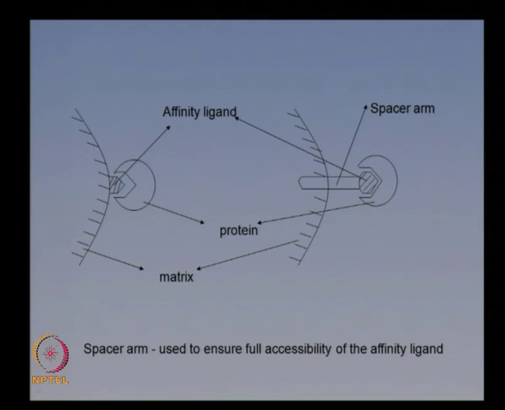Okay. So the spacer arm is used to ensure full accessibility of the affinity ligand. Without the spacer arm, the protein may come too close to the stationary phase and it might not have good interaction with the affinity ligand, whereas you see in this picture, because you have a spacer arm, the interaction is better, whereas here in this case the interaction is very poor. That is why you have a spacer arm here.